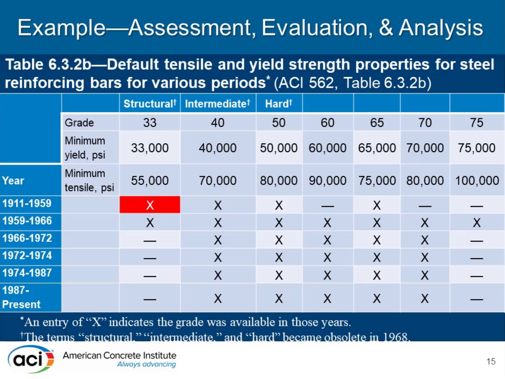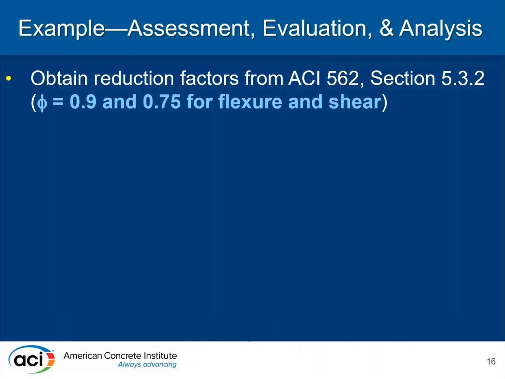Similarly, with reinforcing steel, there are different grades of steel that were available throughout history. And so for this particular situation, and I should go back and mention that for the beams that we're evaluating from a 1930 structure, 2000 PSI would be the default value. Similarly, we'd be using 33,000 PSI yield strength for a structure built from 1911 to 1959.